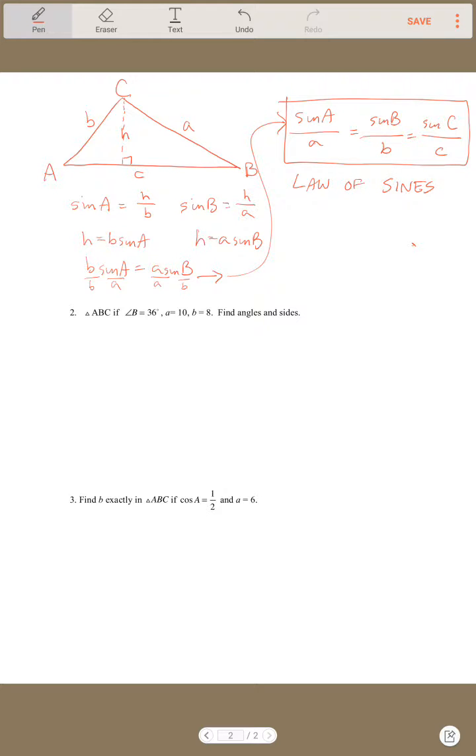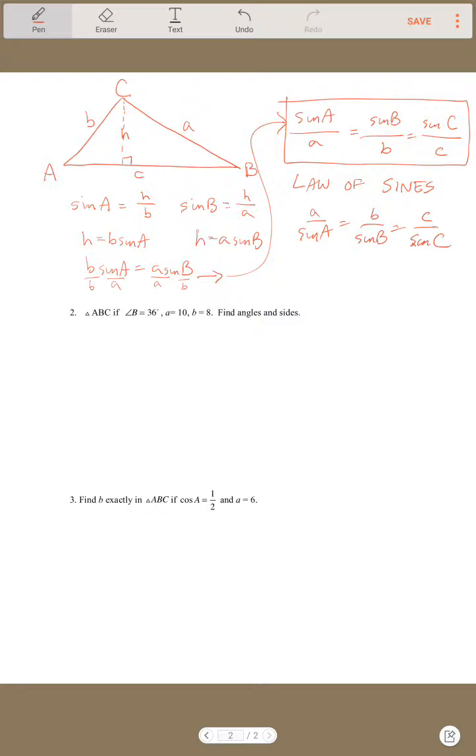Because this is a proportion, you could also rewrite it a different way. Instead of saying sine A over a, you could say a over sine A, which is equal to b over sine B, which is equal to c over sine C. It doesn't really matter since you're just dealing with proportions. This is basically used when you want to find different parts of a triangle, and you don't necessarily need the height anymore to find those missing parts of the triangle.